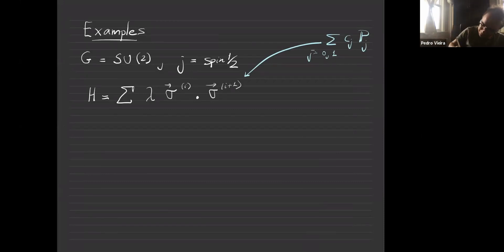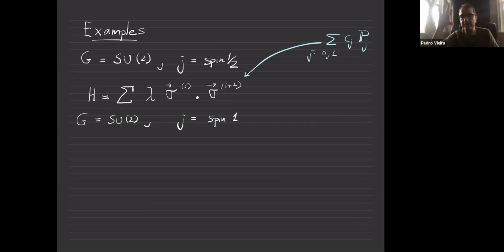Now, a different example would be G equals still SU2, but for example, J equal to spin 1. Now, if I have spin 1, my spin matrices are not Pauli matrices, but now I have sigma z, sigma plus, and sigma minus, or sigma z, sigma x, and sigma y, that are three-dimensional, right? So the Hilbert space now is a product of three-dimensional Hilbert spaces. How many copies? To the power of the length of the spin chain. But each of them now has dimension 3, since 2j plus 1 is 3.